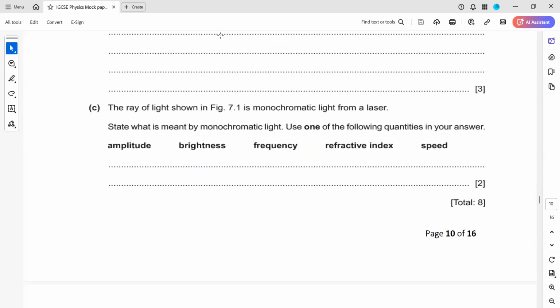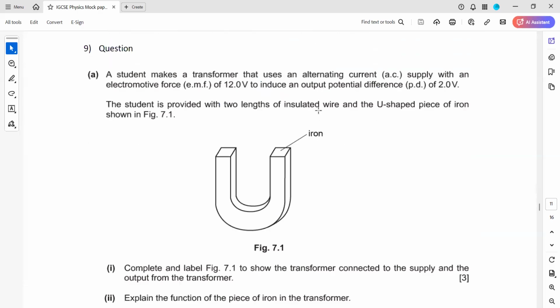Next, a ray of light shown is monochromatic. Monochromatic means light with a single wavelength. Light which has only one wavelength, we call monochromatic. The distribution of the marks here: one mark is for mentioning single and one mark is for mentioning the frequency, because we don't have a wavelength. As I mentioned, we have to use one of the following quantities in our answer. So one mark is for using frequency, one mark is for single.